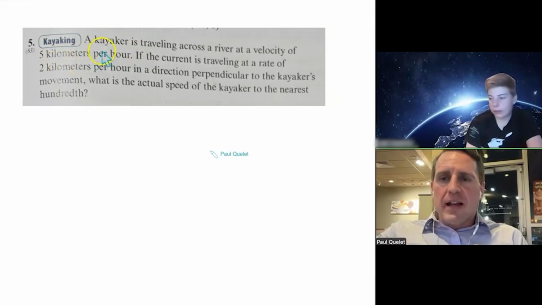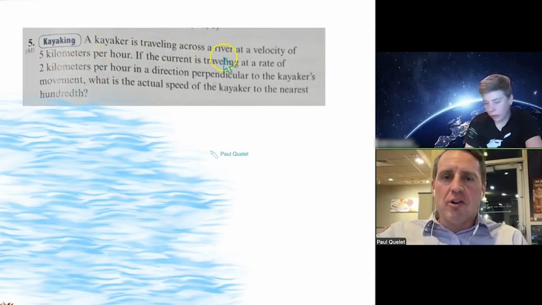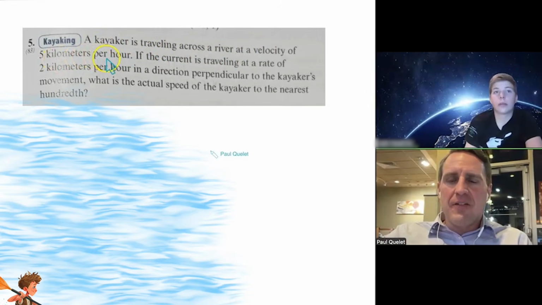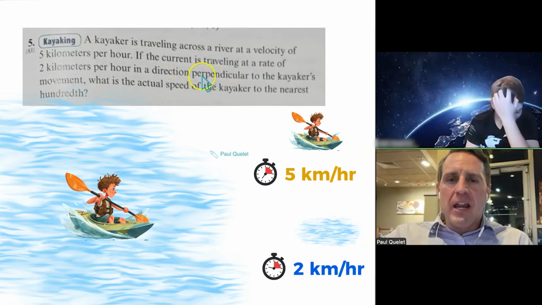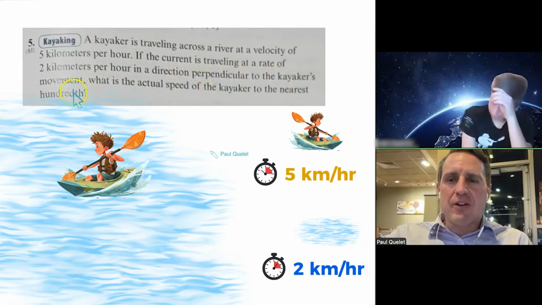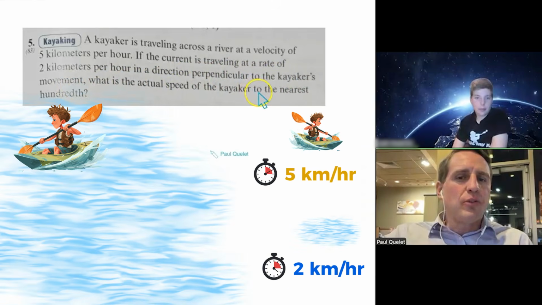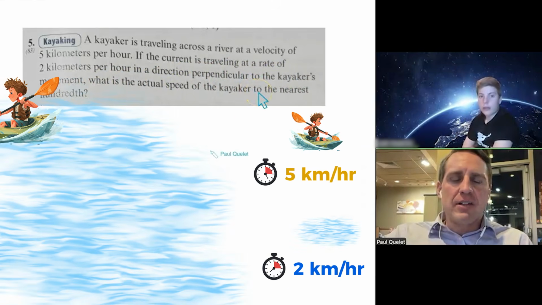Here we go, number 5. Kayaking. It says a kayaker is traveling across a river at a velocity of 5 kilometers per hour. If the current is traveling at a rate of 2 kilometers per hour in a direction perpendicular to the kayaker's movement, what is the actual speed of the kayaker to the nearest hundredth?